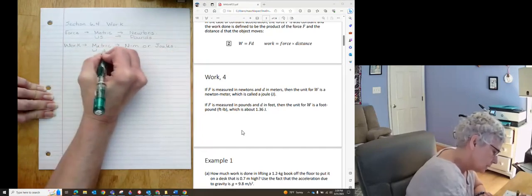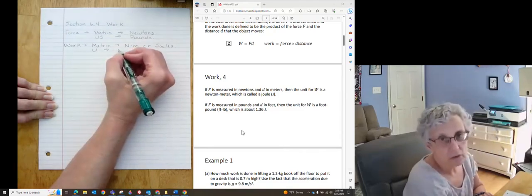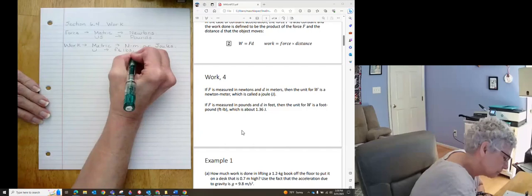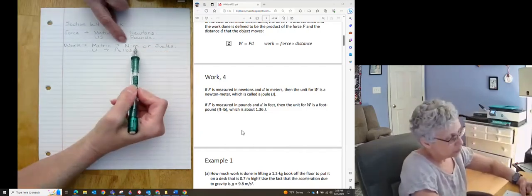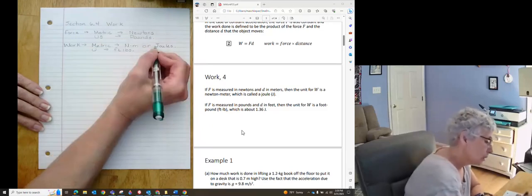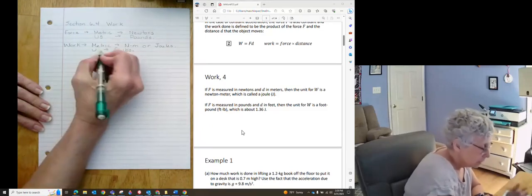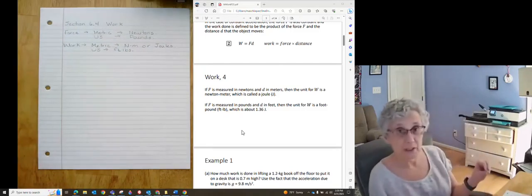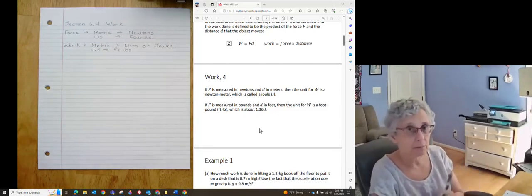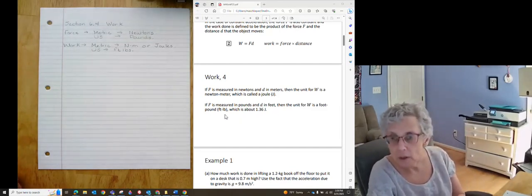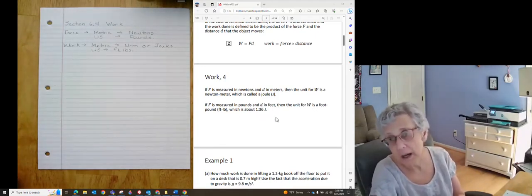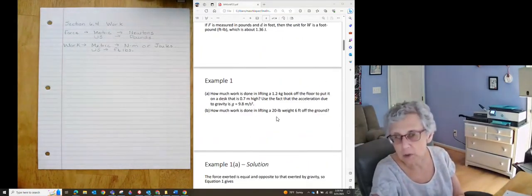And in U.S., we just take foot and pound and squish them together and call them foot-pounds. So remember, Newton meters, not Newton centimeters. When you have metric, you want to use meters. When you have U.S., you want to use feet, not inch-pounds, but foot-pounds. So we're going to have to do some converting sometimes. If force is measured in pounds and distance in feet, the unit is foot-pounds, which is about 1.36 joules. I don't expect you to memorize that.